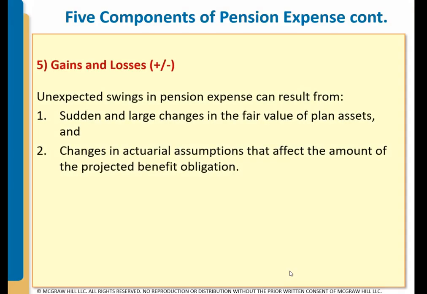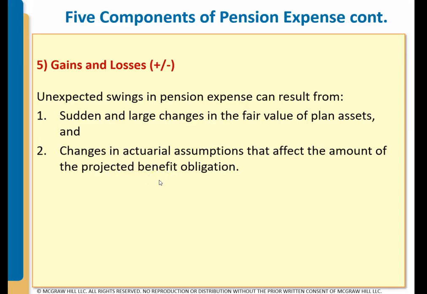Finally, let's just go into our final component of pension expense, and there's certain gains or losses, and there can be some unexpected swings in pension expense that can result from 2 different things. Number one is the fair value of our plan assets. They can have sudden large changes, and a portion of that may end up impacting pension expense. And then there's changes to the actuarial assumptions that affect the amount of the liability of the projected benefit obligation.